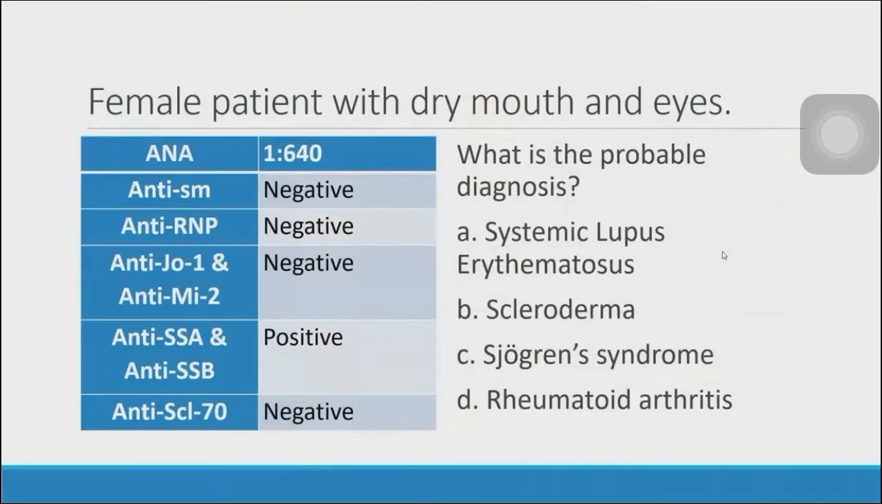Next, for this question, I think this is the last question. Female patient with dry mouth and eyes. Just from this, you already know the answer, characterized by dry mouth and eyes. So again, let's just confirm. The ANA profile is positive, and then an ELISA for antibodies was done. It was negative for all, but positive for anti-SSA and anti-SSB. SSA stands for Sjogren's syndrome A antigen, and SSB for Sjogren's syndrome B antigen. So positive in SSA and SSB, of course, the probable diagnosis is Sjogren's syndrome.